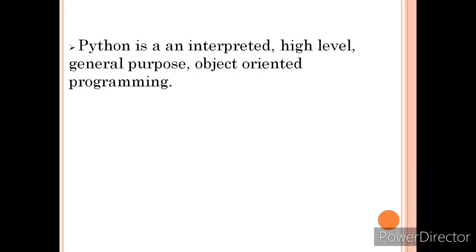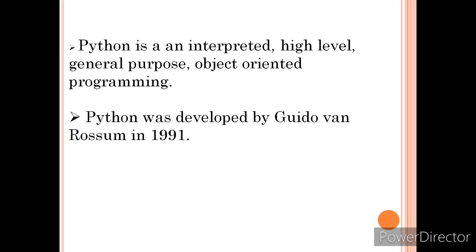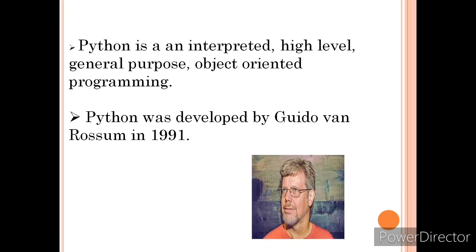Coming to the definition of Python, Python is an interpreted, high-level, general-purpose, object-oriented programming language. Even if you are a beginner or a non-technical student, it is easy to understand Python because of its easy syntax and semantics. Python was developed by Guido van Rossum in 1991.